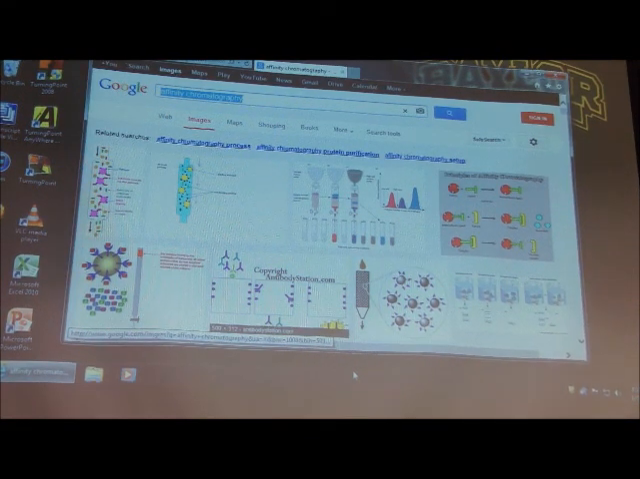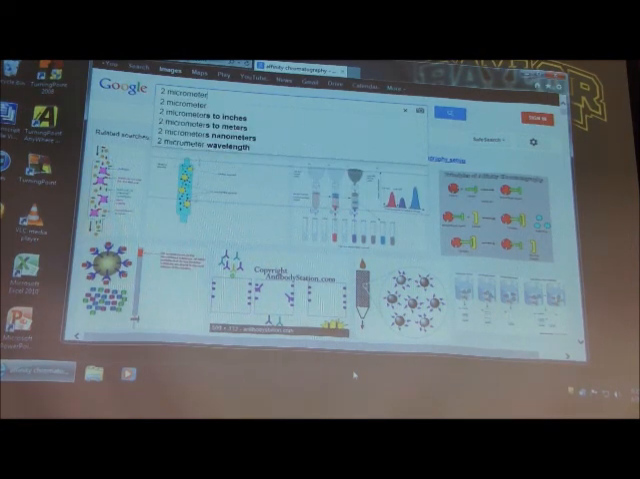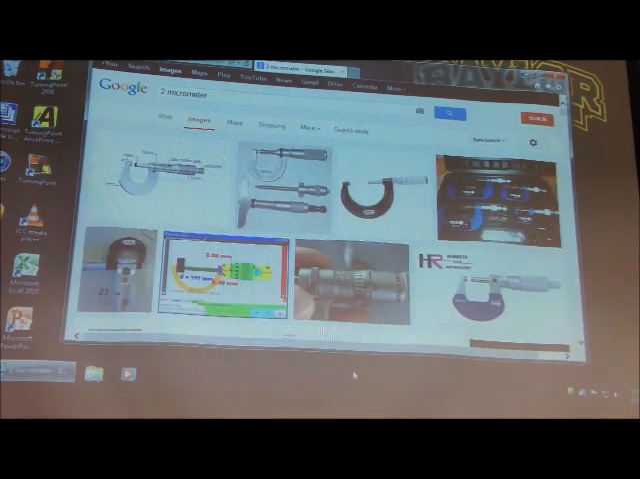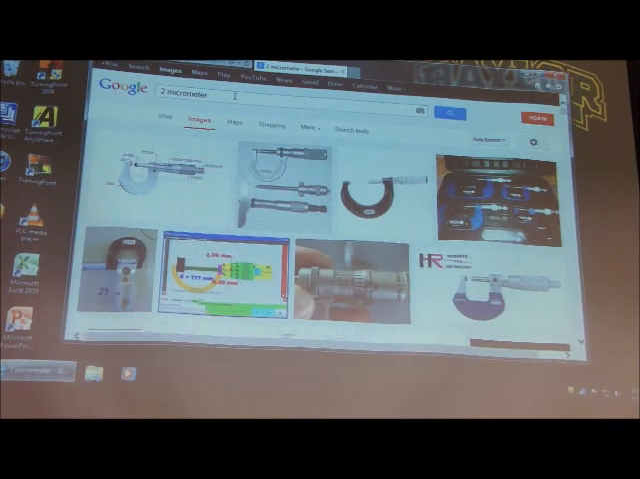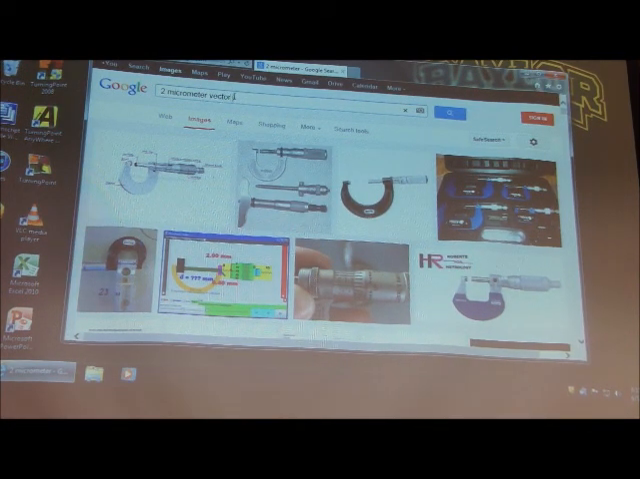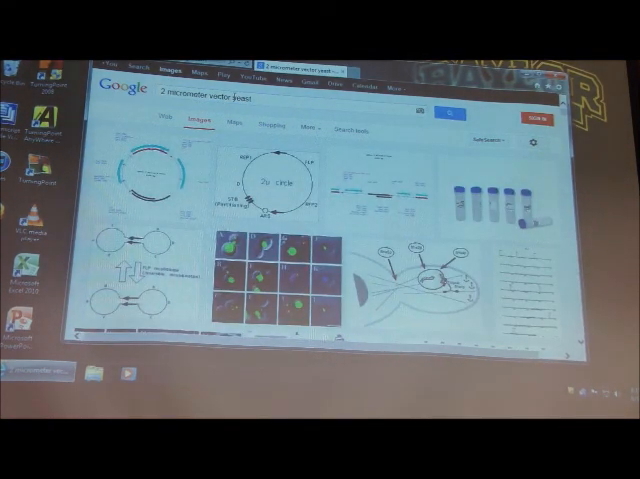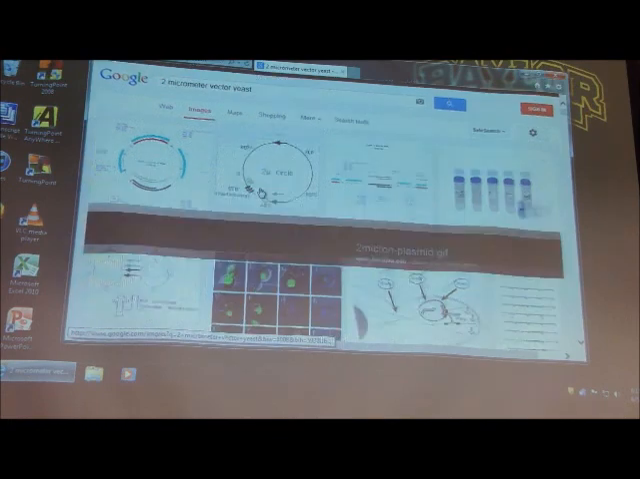So it's hard to write micro in your Google search. Oops, and now we have 2 micrometers. Oh, we have our calipers. So 2 micrometer vector yeast. And here we have it right here.